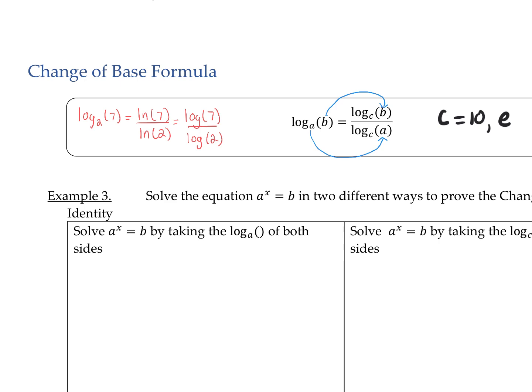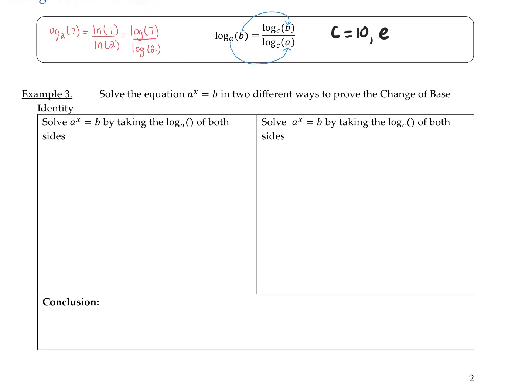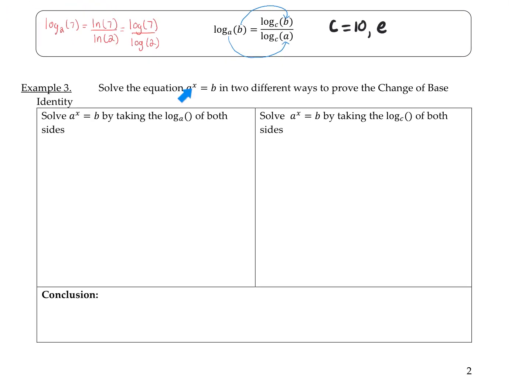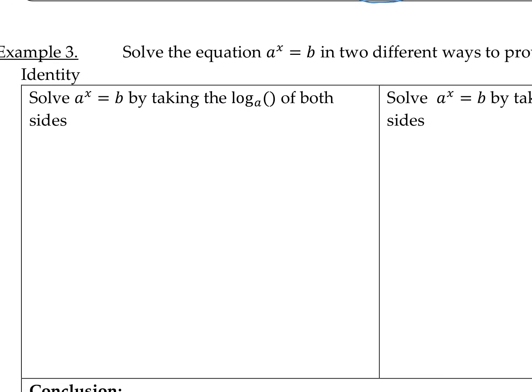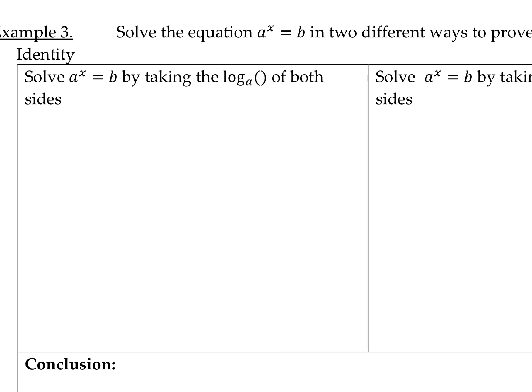So we're going to prove this change of base formula. And we're going to prove it by solving the equation a to the x equals b in two different ways. The first way is we are going to solve a to the x equals b by taking a log base a of both sides of the equation. So I have a to the x equals b, and I am going to take a log base a of a to the x of both sides. So I'm doing the same thing to both sides of the equation.